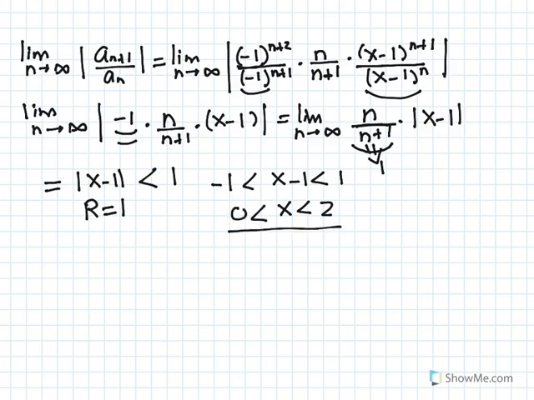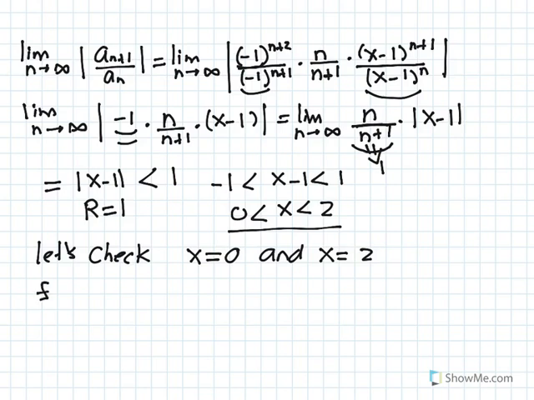This is the interval of convergence, but the ratio test doesn't tell us what happens at the endpoints. So we have to check the endpoints separately. Let's check x equals 0 and x equals 2 separately. That means we have to plug them into the Taylor series and see whether the Taylor series converges at those endpoints or not. So let's look at the left endpoint.